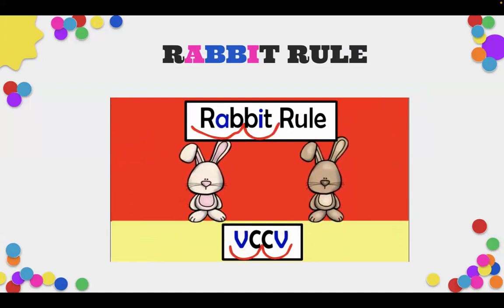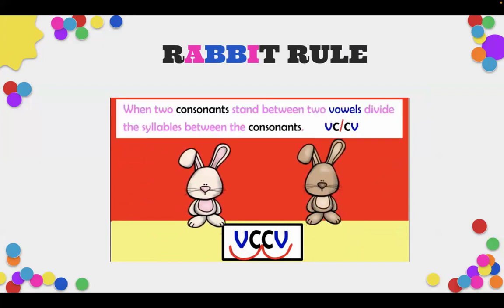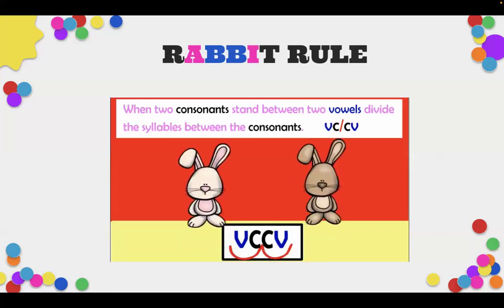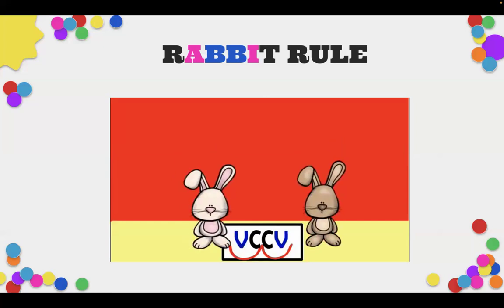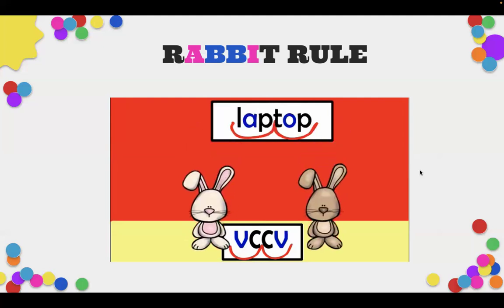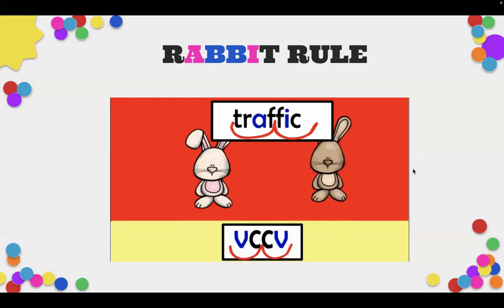Rabbit rule, pop up town, choose a rabbit rule. Two consonants stand between two vowels. Divide the syllables between the consonants. All right, everybody, hop up and down to syllables in the rabbit rule words. Rabbit, wombat, laptop, traffic.